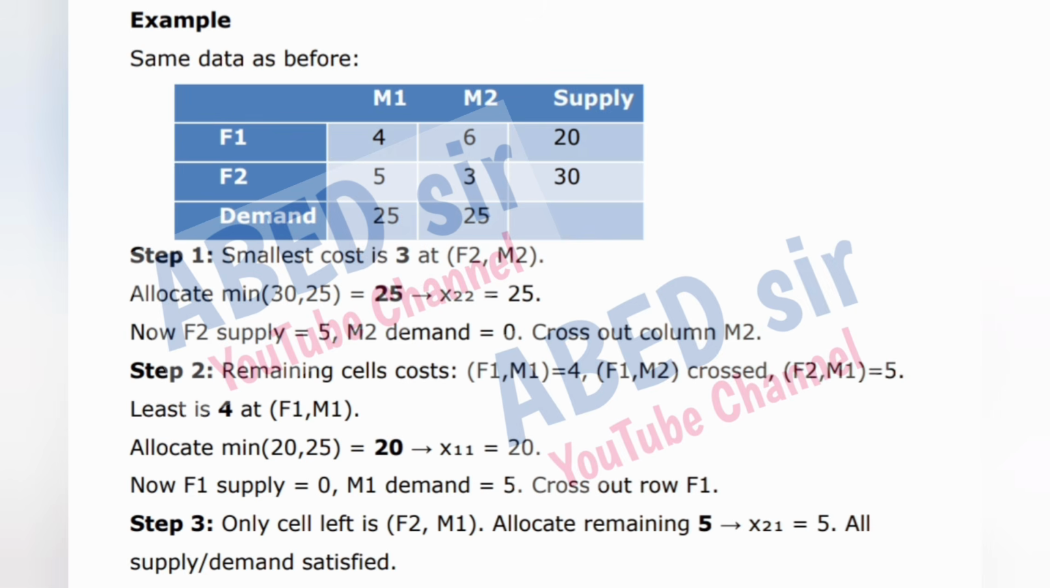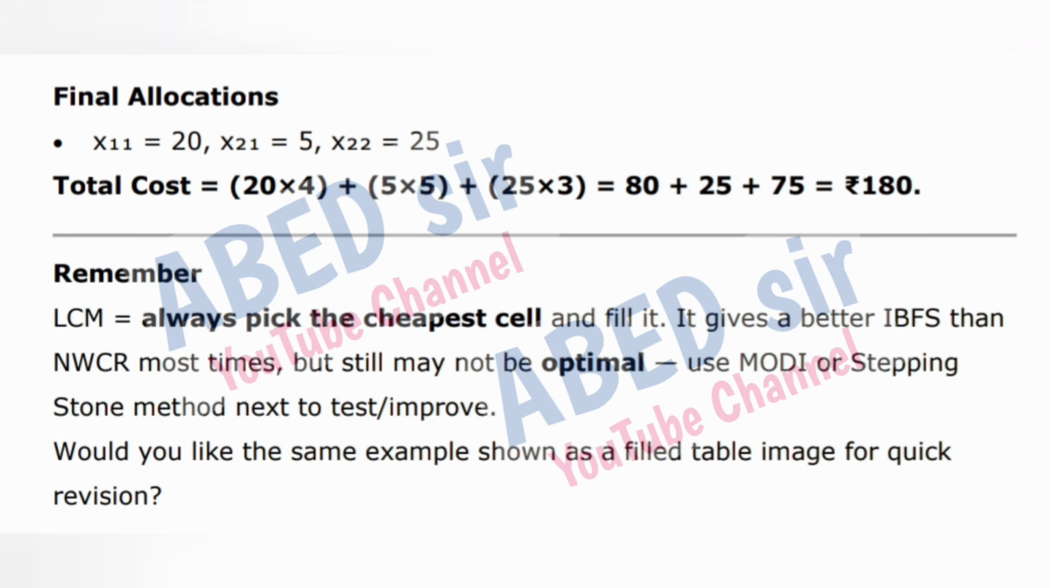All supply and demand are satisfied. Final allocations: x = 20, x = 5, x = 25. Total cost = 20 times 4 plus 5 times 5 plus 25 times 3 = 80 plus 25 plus 75 = 180 rupees.